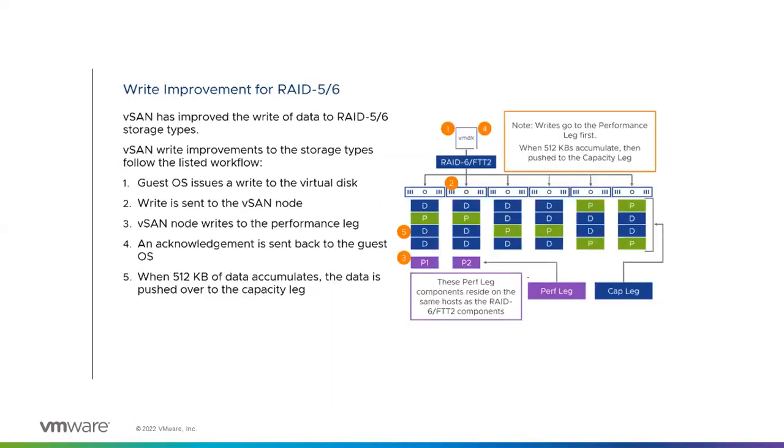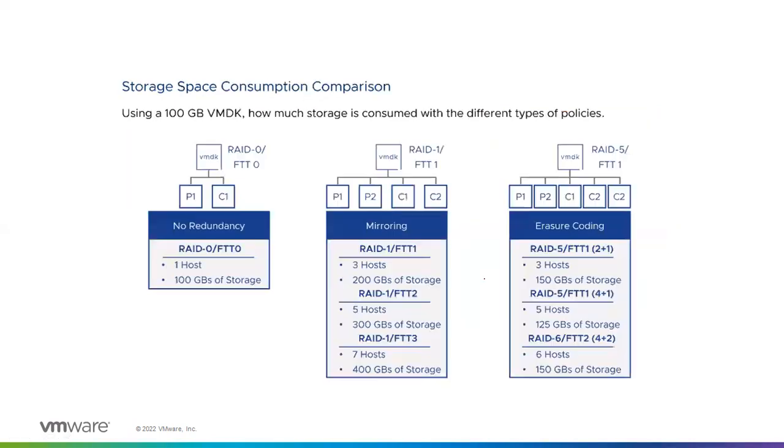So again, it's a data writing mechanism here. We are going with the 4 plus 2, so it could be like data, parity, data, parity, and so on. And this is my perf leg here. The perf leg is my temporary data, which will be further moved to my capacity tier.